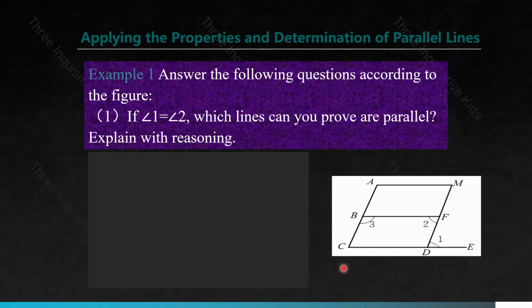Applying the properties and determination of parallel lines. Answer the following questions according to the figure, right here. If angle 1 is equal to angle 2, which lines can you prove are parallel? Explain with reasoning.